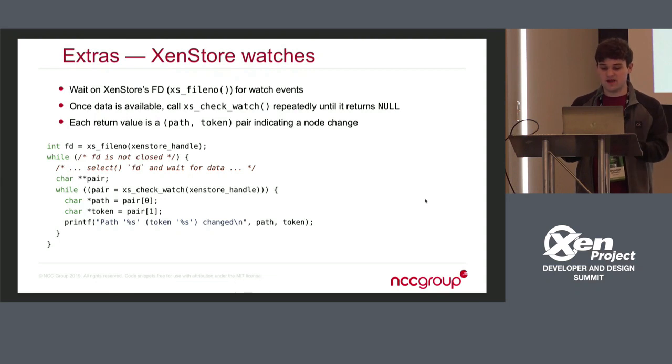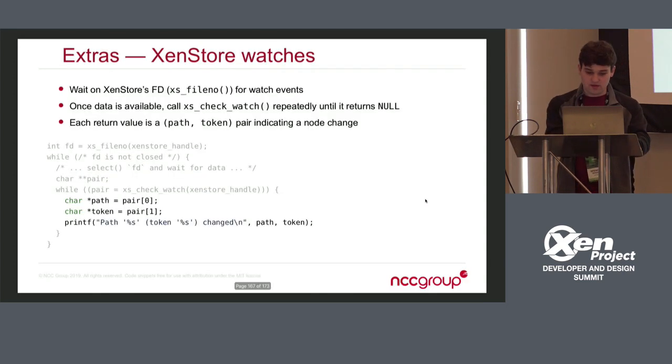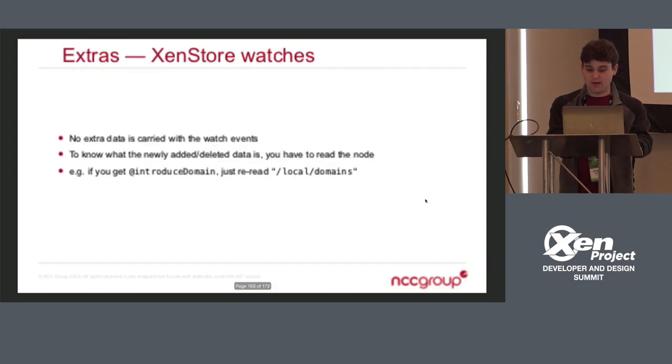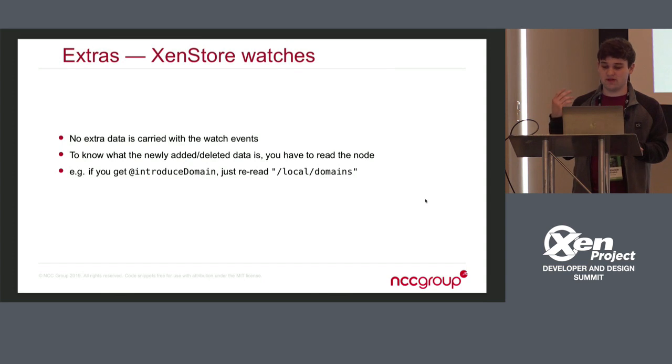You check for these events essentially in the same way as with the Xen VMI API. You get this XS file descriptor, you select on it, and then you just repeatedly call XS check watch in a while loop until it returns null, and that will give you a char pointer that's a pair of strings, the path and the token. This does not give you any additional data about what was modified. Unfortunately, you just have to reread the path that you're interested in after you get a notification that it's changed.